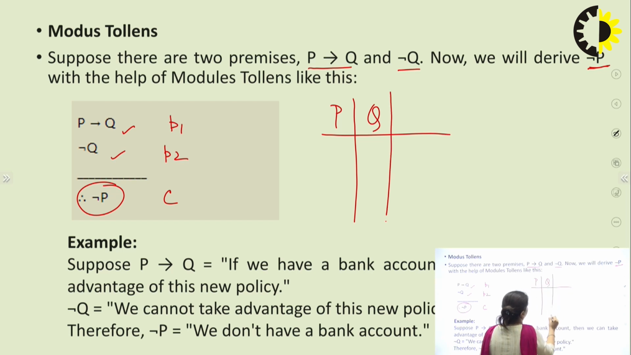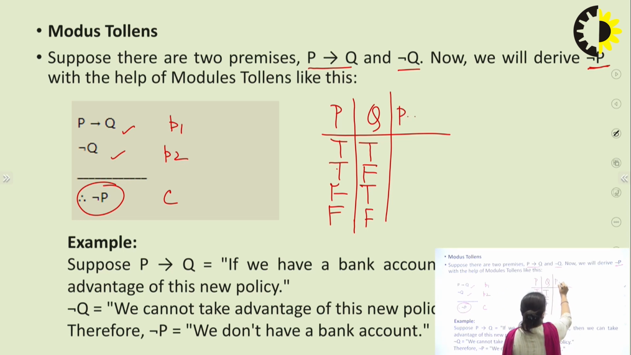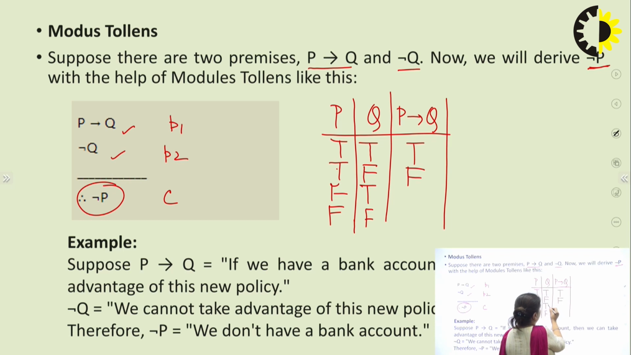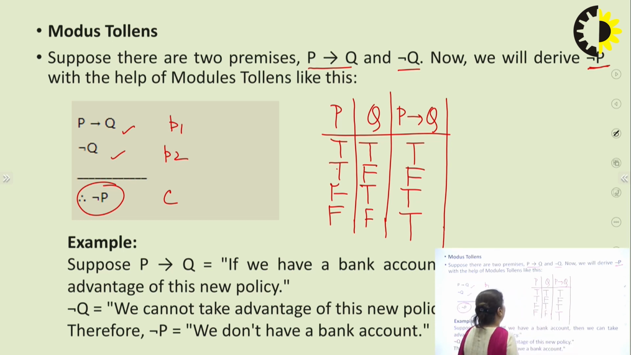In order to check the validity, I'll again have two variables and draw the truth table. For two variables, I'll again have the 4 input values. Both can be true. First can be true, second can be false. First can be false, second can be true, or both can be false. Now, finding out P implies Q the same way as we did in the previous example: if both are true, I'll get a true. If first is true and second is false, I'll get a false. If first is false and second is true, I'll again get a true. And if both are false, I'll again have a true. Now, one of my premises is this one. What is the next premise? It is not Q. So I'll find the values of not Q.